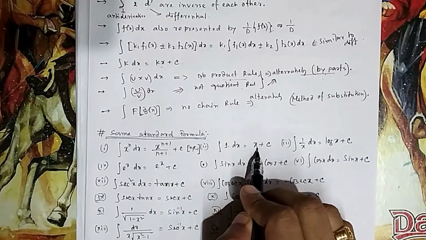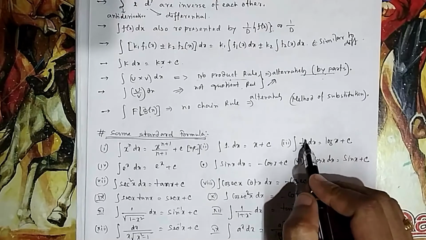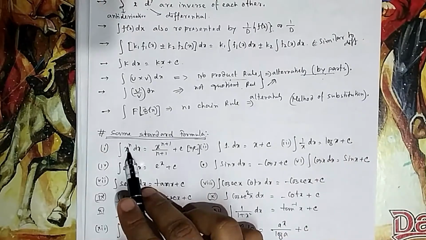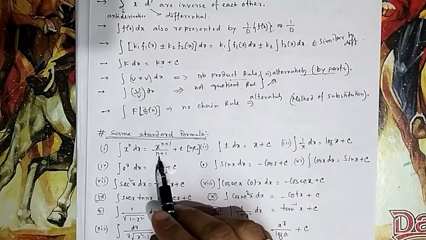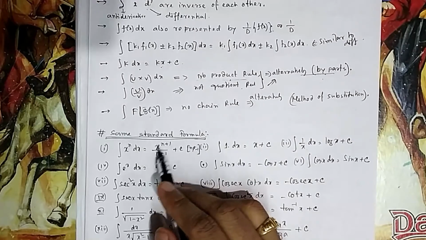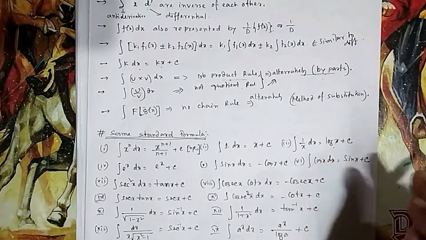Integration of 1 is x because differentiation of x is 1. Differentiation of log x is 1 by x, so integration of 1 by x is log x. Here you have to be careful, n cannot be minus 1. If it is minus 1, then minus 1 plus 1 is 0, and it becomes undefined, it will go infinite. So that's why 1 by x is specifically done with log x, because differentiation of log x is 1 by x.